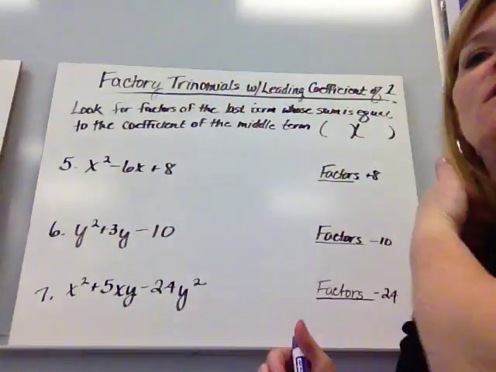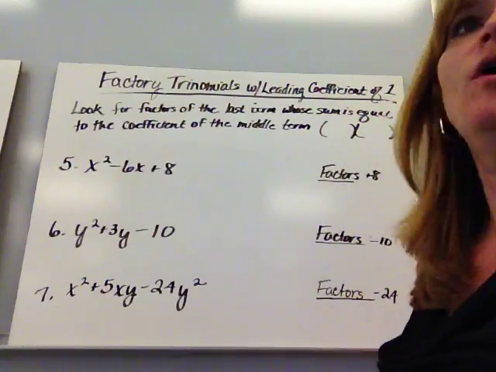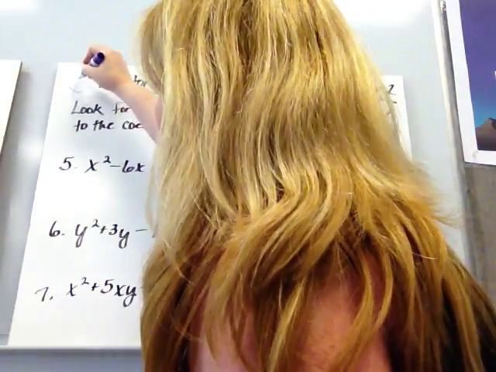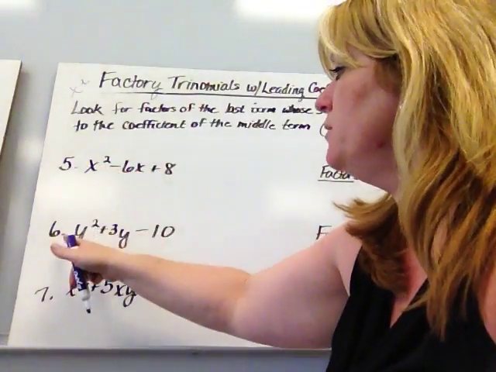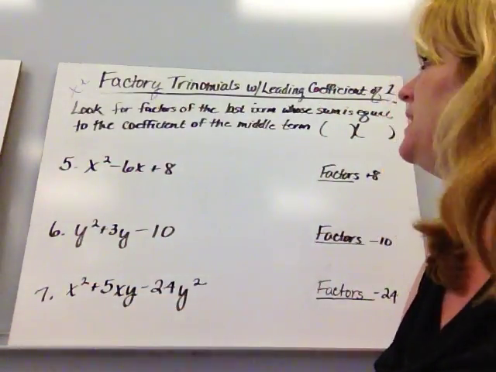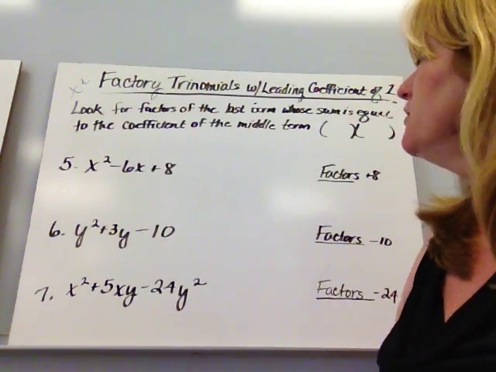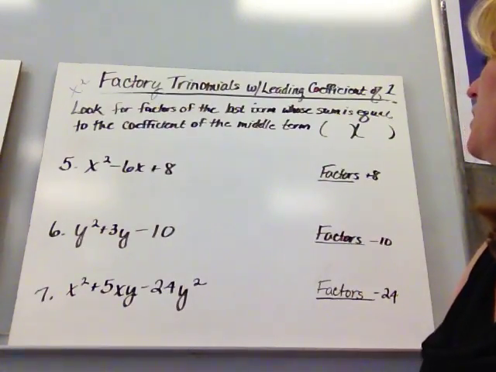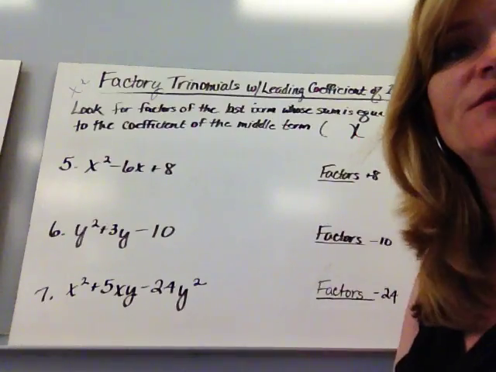Okay, let's factor some trinomials. We're going to start with a leading coefficient of 1, which basically means all these are just going to be plain old x squareds. But they're trinomials, and the only thing in front of my leading coefficient is a 1. So what you need to do is look for factors of your last term whose sum is equal to the coefficient of the middle term, and you can leave it with two parentheses.